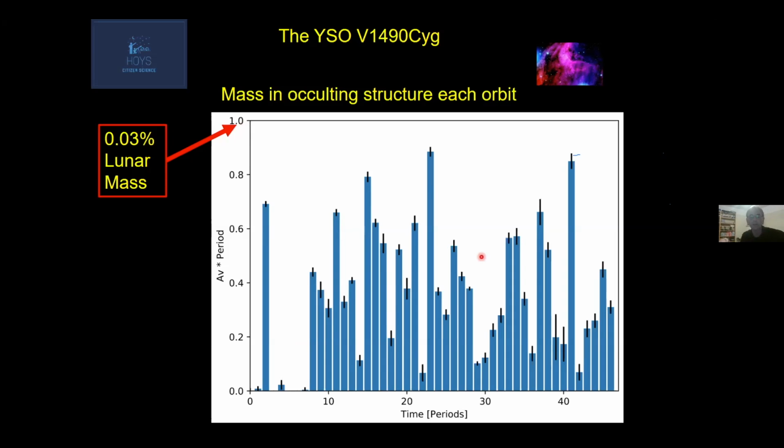And you can see it varies. So within one period, within 30 days, sometimes you have almost no material in that place. And then 1 month later, you almost have 0.03% of the lunar mass. And then it can also do the opposite. You have a lot of material and then it drops back down to almost nothing.